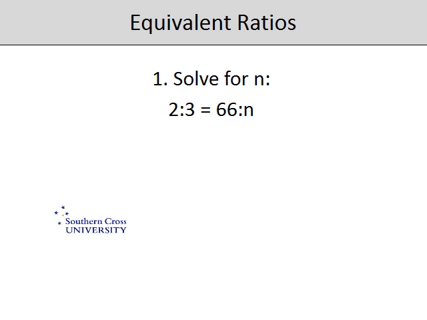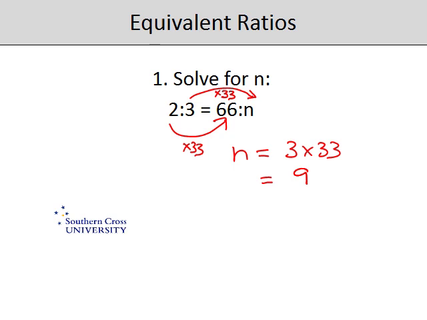If we look carefully at our two first numbers, we can go from the 2 to 66 by multiplying by 33. So likewise, we can go from 3 to this second number here by multiplying by 33. So that means that the missing number n is 3 times 33, which is 99.